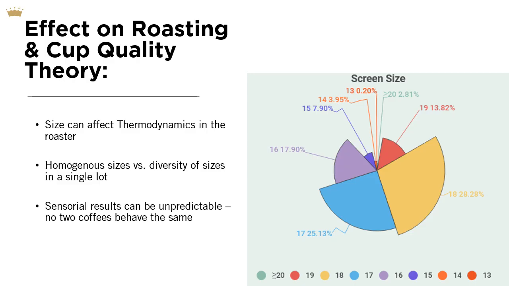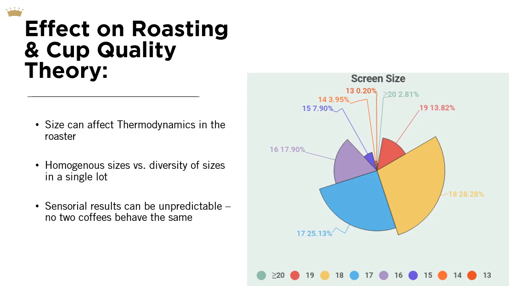So in the screen size example you see on the screen in front of you, we have an example of a coffee from Tolima in Colombia that was not graded according to the Supremo Excelso designations we're used to seeing. And there's a fairly wide distribution of coffee here. So the roaster is going to have to make some choices based on what the best practice is for a coffee like this, where the range of sizes is a little bit wider than average.